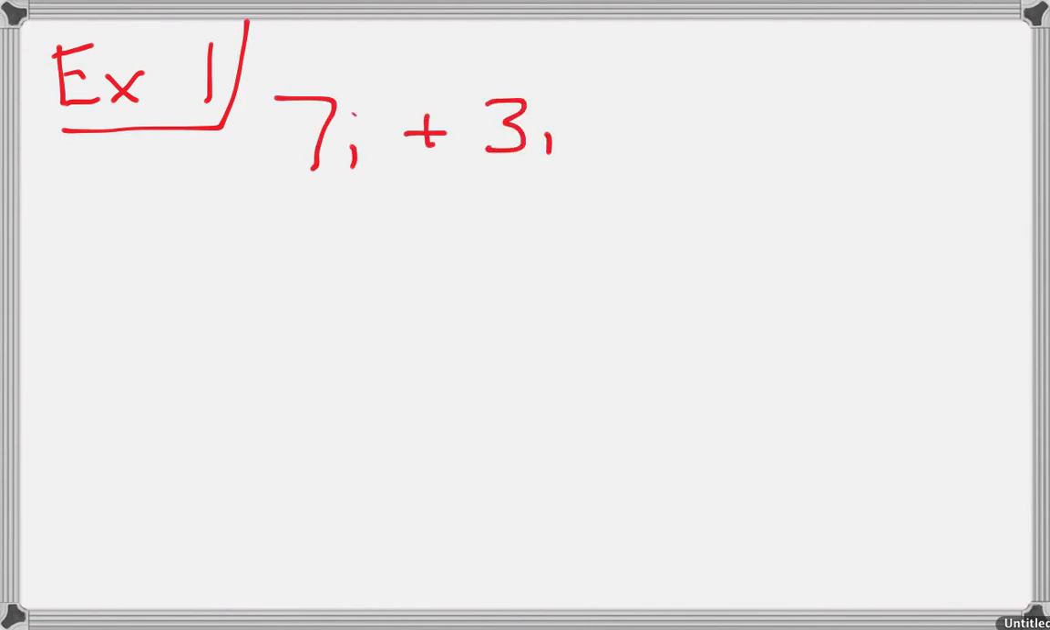All right, let's look at a couple examples, or probably just one example. I'm going to keep this clip pretty short. Let's say we have 7i plus 3i times 6 minus 2i. Okay? Well, if you're working with imaginary numbers, okay, i is basically a variable. Okay, you want to combine like terms.